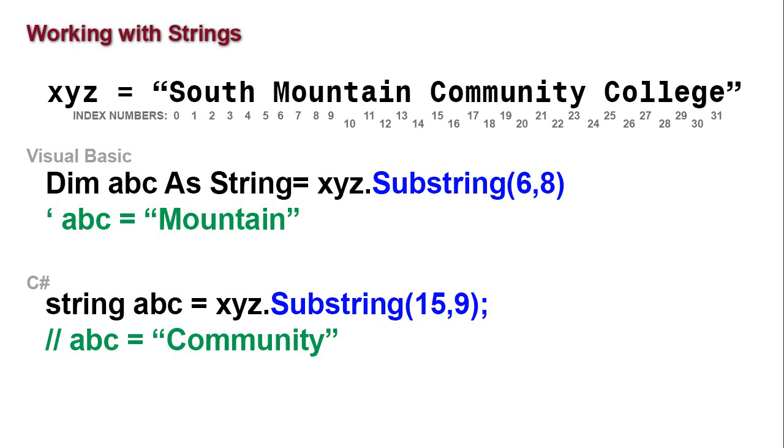On the C# example, very similar. We're going to start with character 15, again counting with 0. And we're going to take 9 characters. That's going to be the word community. If I took 10 characters, we'd get the space with it after community.